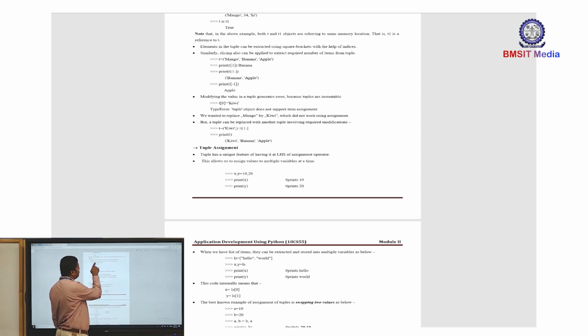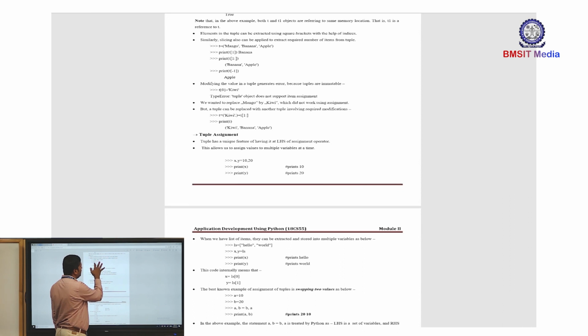suppose if I say t is equal to so and so, this is a tuple with 3 strings. Fine. print(t[1]). t[1] corresponds to banana, so it outputs this to me. Similarly, if I say t[1:], this you use in the list also, fine, for extracting. But whenever you use it in a tuple, what happens? 1 colon means starting from the first index, print all the elements in the tuple. So banana and apple is the output that you get.